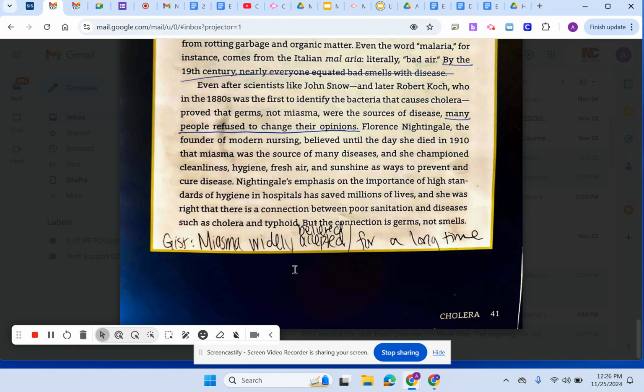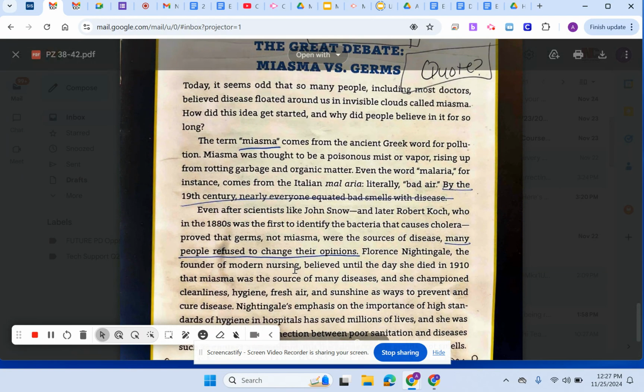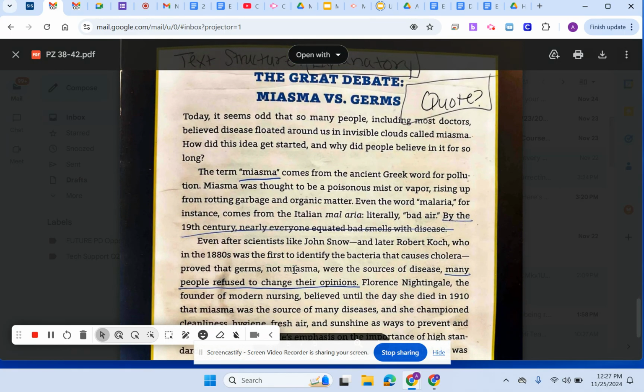So, miasma was widely believed and accepted for a very long time until they were able to prove that it was the bacteria in contaminated water that was causing cholera. Please go ahead and pause here to write a gist statement for page 41, The Great Debate, Miasma versus Germs.